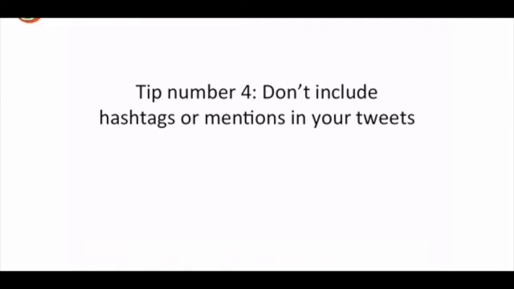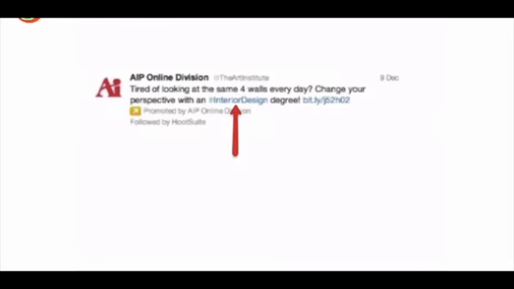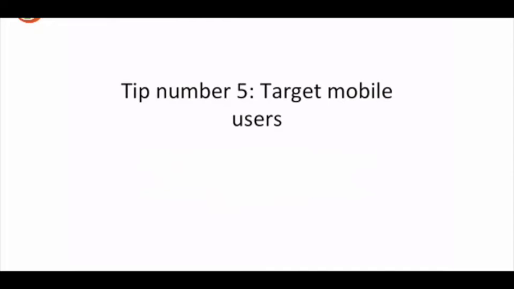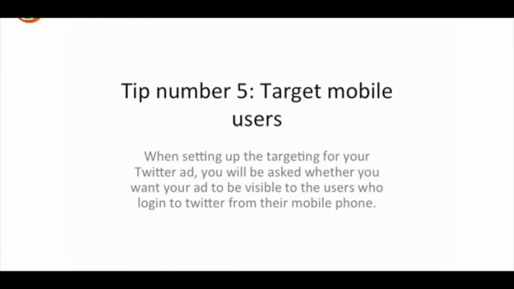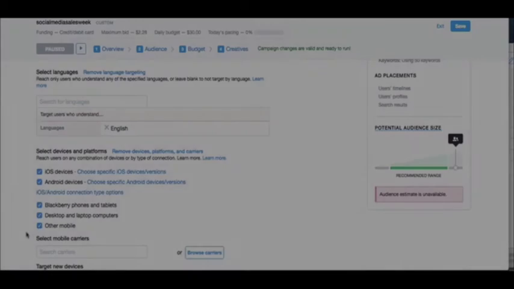Tip number 4, don't include hashtags or mentions in your tweets. When you do, people might click on the hashtag or the mention instead of your call to action. It is important that in every Twitter ad, the only clickable element is your call to action. Tip number 5, target mobile users. When setting up the targeting for your Twitter ad, you will be asked whether you want your ad to be visible to the users who log into Twitter from their mobile phone. Make sure that option is ticked, as most Twitter users are mobile users.